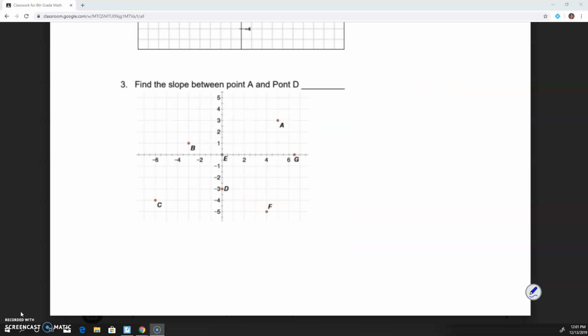I want you to find the slope between point A and point D. So slope is rise over run. If I connect A and D, there's my line, right? So I rise up how many? 1, 2, 3, 4, 5, 6. And I run over 1, 2, 3, 4, 5. Is it a positive or negative line? Positive, because if you were walking, you'd be going uphill, right? So it's a positive slope. So your slope is 6 over 5.